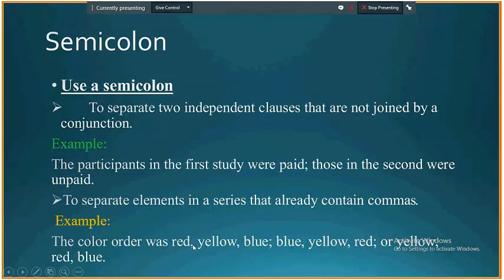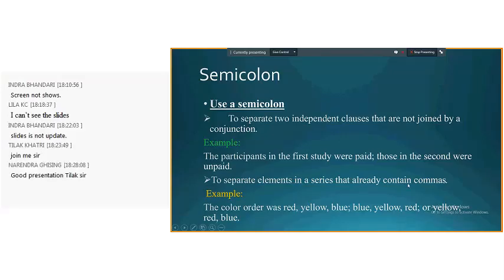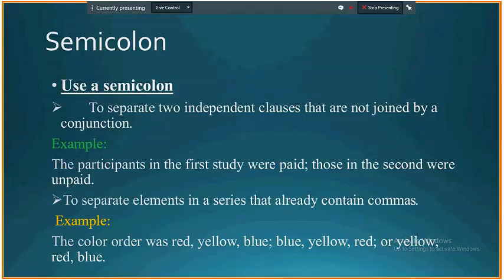For example, red, yellow, blue; then blue, yellow, red; and then again yellow, red, blue. So here are the elements which are separated by commas. We already used the comma, and in that type of example we use the semicolon to separate the elements in the series. In the first series, red, yellow, and blue is the first series. Second, blue, yellow, red is the second series. And third, yellow, red, and blue is the third series. These three series of colors are here. If we need to separate the series of elements, in that case we use a semicolon.